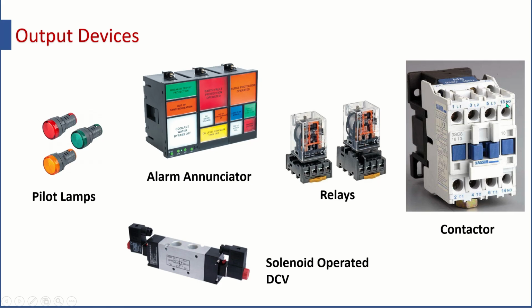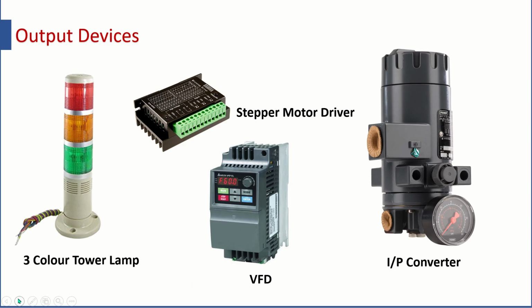And here you can see this is the coil terminal. You can pass current through this coil, and accordingly L1 will be connected to T1, L2 will be connected to T2, and L3 will be connected to T3. Finally, you have solenoid operated direction control valves, which are extensively used in hydraulic and pneumatic applications. Then you can use a color tower lamp, which is used especially in manufacturing industries as well as in process industries, to show the status of some operation.